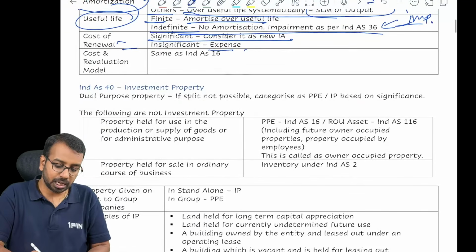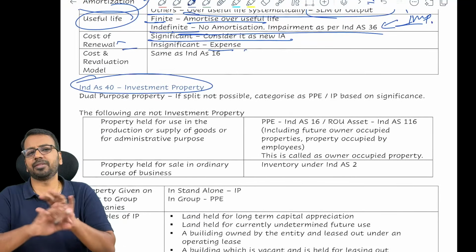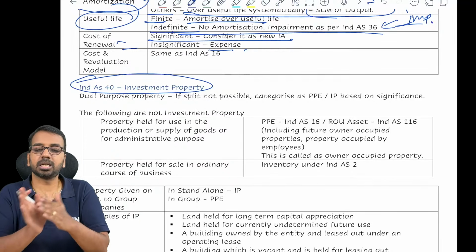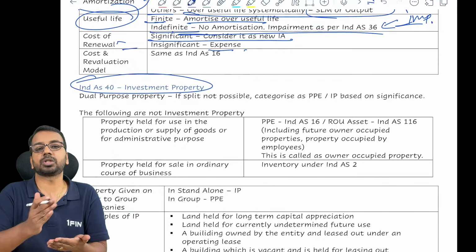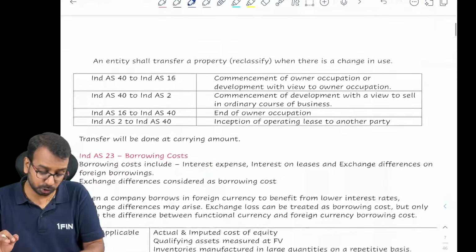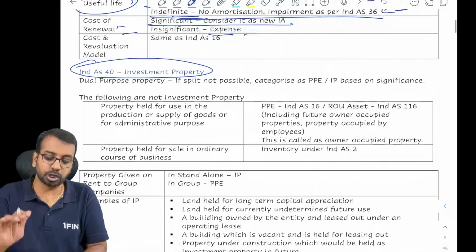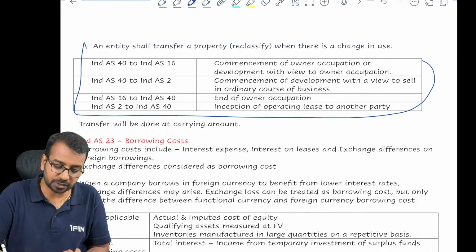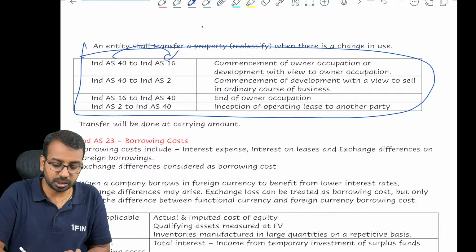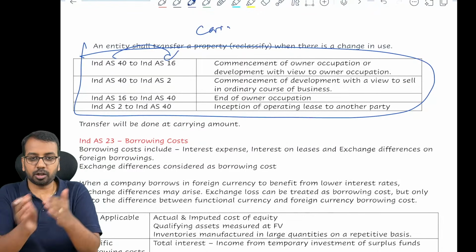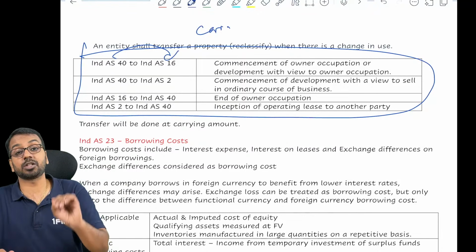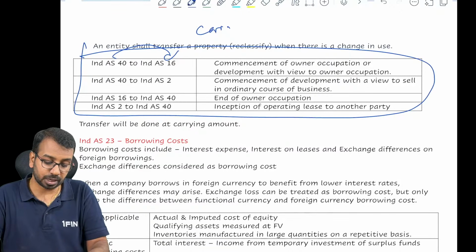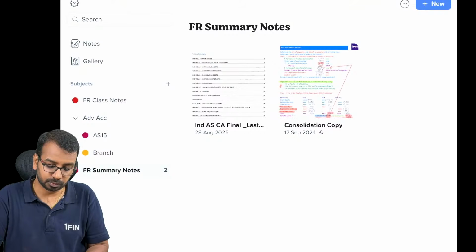Okay. Ind AS 40, almost everything is the same. The only thing you have to keep in mind, as compared to Ind AS 16, is that fair value is not permitted, and the disclosure requirement. There is one question on disclosure requirement. That is one thing you have to see. Whenever there are transfers from Ind AS 40 to 16, you will transfer at carrying amount. Every transfer will happen at carrying amount only. So let us look at questions from both the standards now.